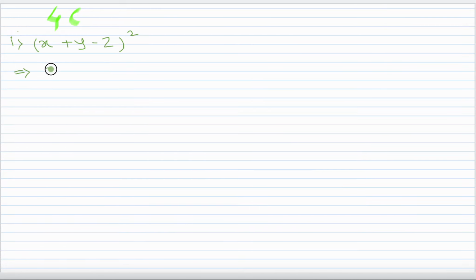x square plus y square plus minus z square, plus 2xy plus 2y minus z plus 2 minus z x. Now simplify this one.